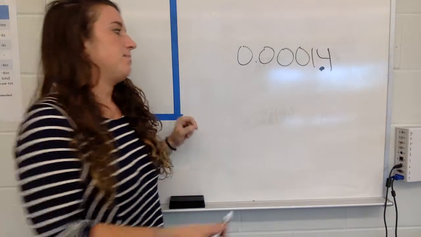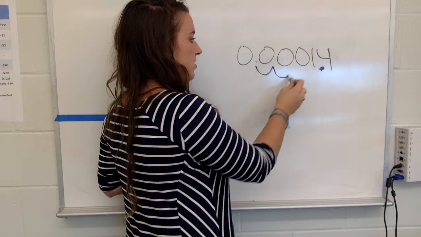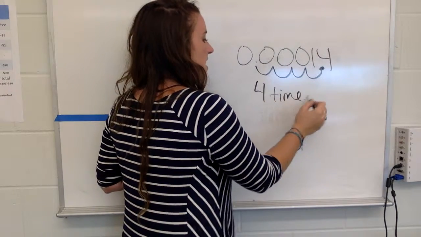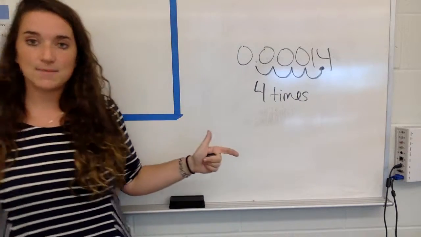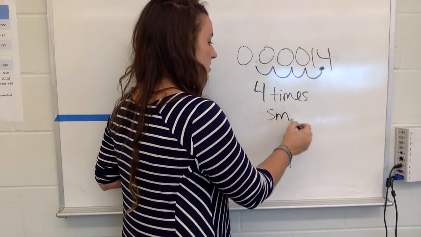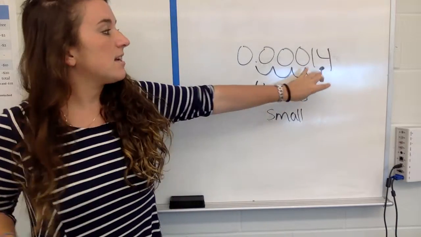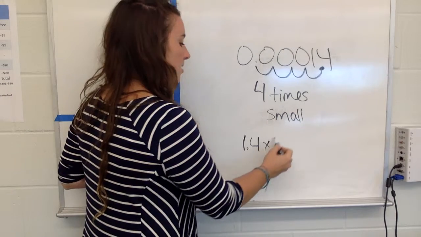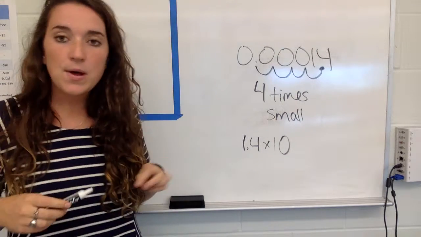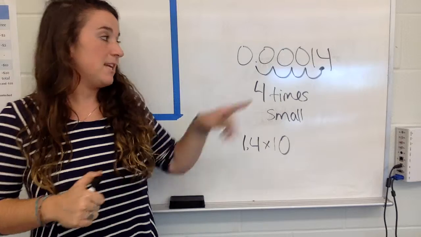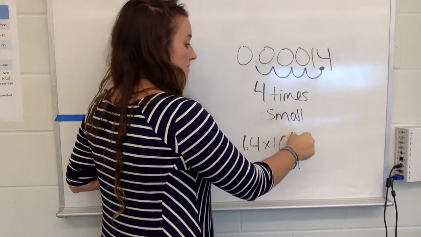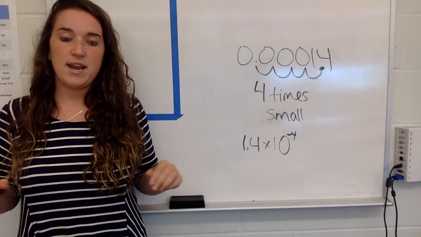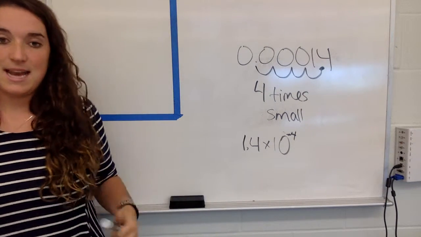How many times do I have to move it to get there? Let's count. 1, 2, 3, 4. So I have to move it 4 times. Is this number really big or really small? This number is small. So that means I'll take my number that I have in front, so 1.4, multiply it by 10 raised to an exponent. My exponent is the number of times that it moved, so it's 4. But because my number is really small, it's going to be negative. So 1.4 times 10 to the negative 4th power.